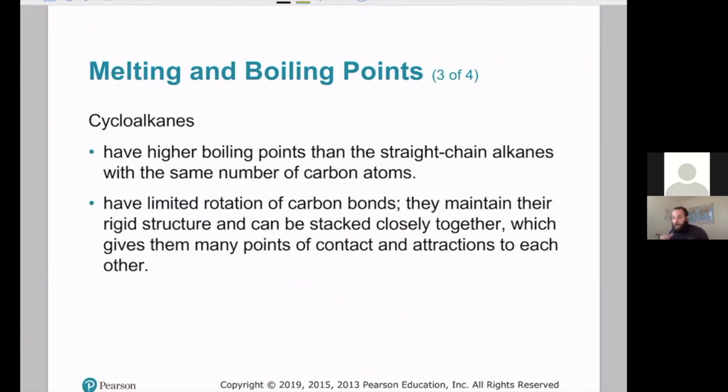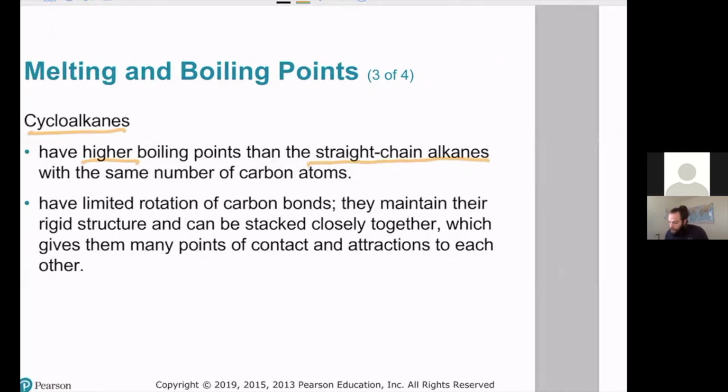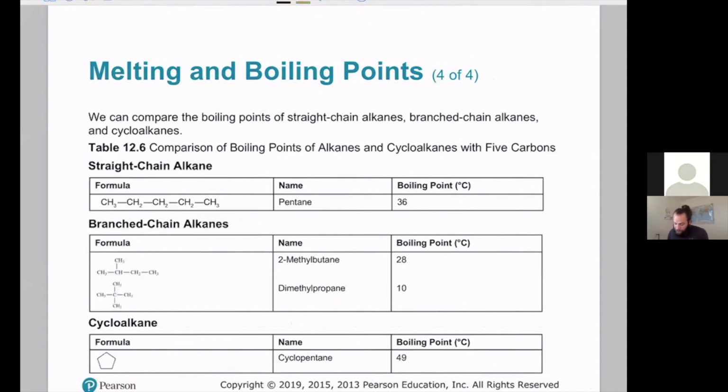And the last sort of trend in boiling point we're going to talk about is what happens when you have a cycloalkane. They will have a boiling point that's higher than their straight chain counterparts. Okay, so let's look at a bunch of 5 carbon compounds here. We have pentane, which has a boiling point of 36. When we take compounds that have the same formula, C5H12, but we add branch points in there, we decrease that boiling point.